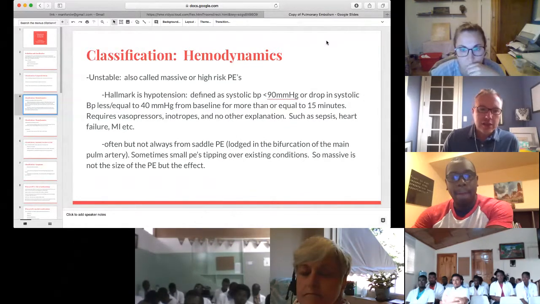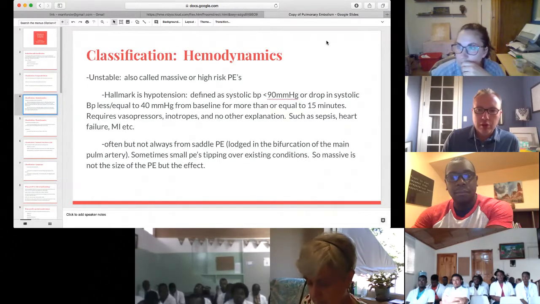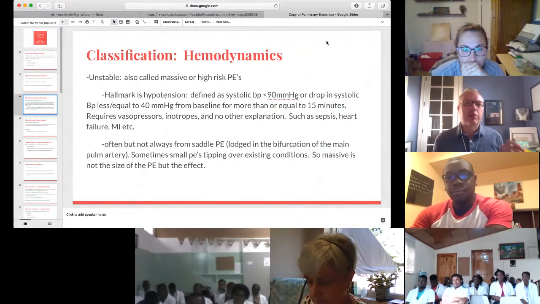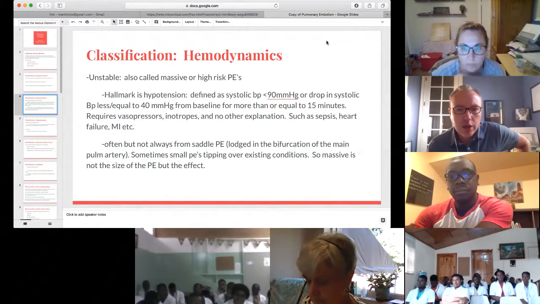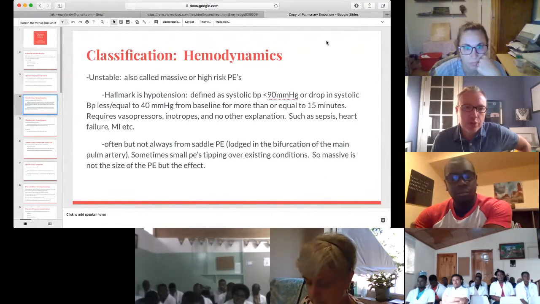It's defined as a systolic drop in blood pressure of 40 millimeters of mercury from its baseline, or less than 90 millimeters of mercury that lasts for more than or equal to 15 minutes. And there's no other explanation, no other medical conditions that could explain that drop in blood pressure, and it often requires vasopressors and inotropes.